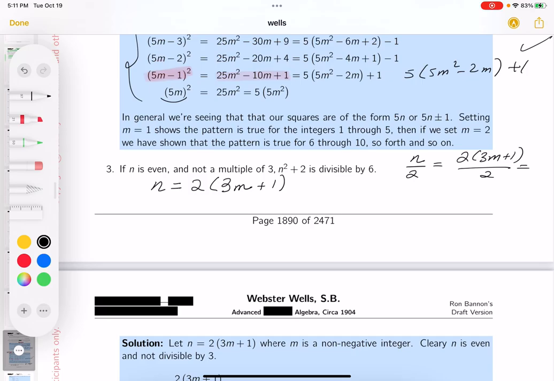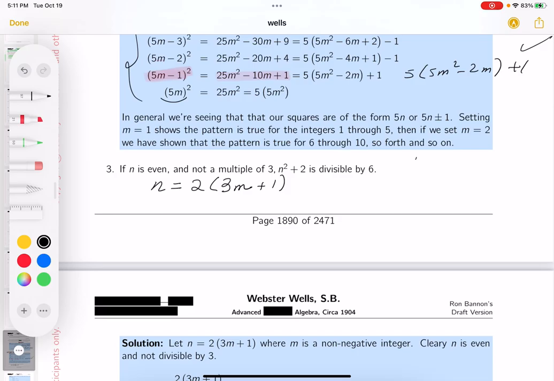What does this give you? 3m plus 1. Definitely an integer. It divided by 2. So I showed it's even. Let me erase this. I want to show it's not divisible by 3. How do I do that? I'm going to divide it by 3 and show you it's got a fraction in it.